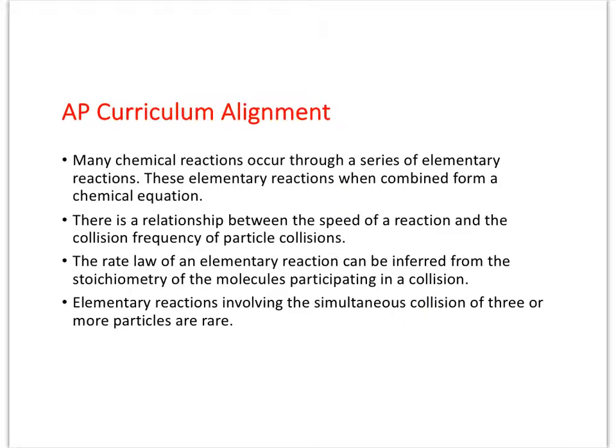So the background information here from College Board: many chemical reactions occur through a series of elementary reactions. These elementary reactions, when combined, form a chemical equation. So it's kind of like the idea behind Hess's law, that you have component equations that combine, certain things cancel out, and you're left with an overall process. There is a relationship between the speed of a reaction and the collision frequency of particle collision. The rate law of an elementary reaction, so that's one of the simple component reactions, can be inferred from the stoichiometry of the molecules participating in a collision. This we will definitely revisit.